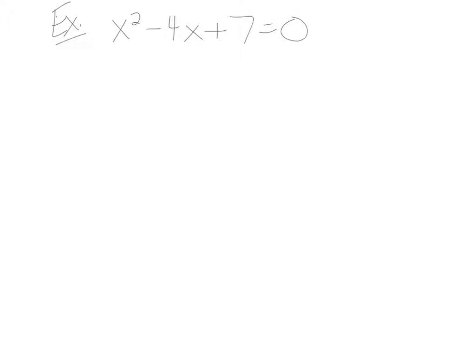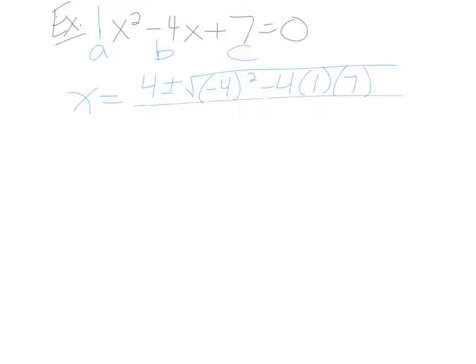X squared minus 4x plus 7. So again, invisible 1 for the A. B is negative 4. C is 7. Filling in the formula, x equals, the formula already has a negative. We're filling in a negative 4, so negative negative 4 becomes positive. Plus or minus square root negative 4 squared minus 4 times 1 times 7 all over 2 times 1.